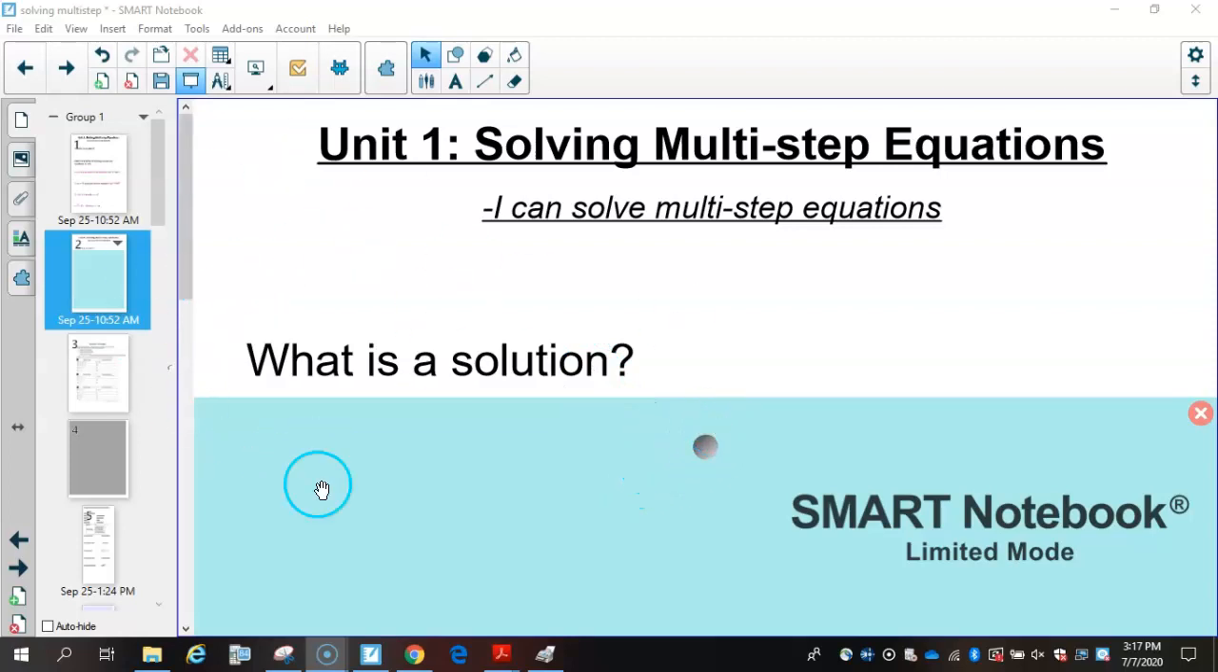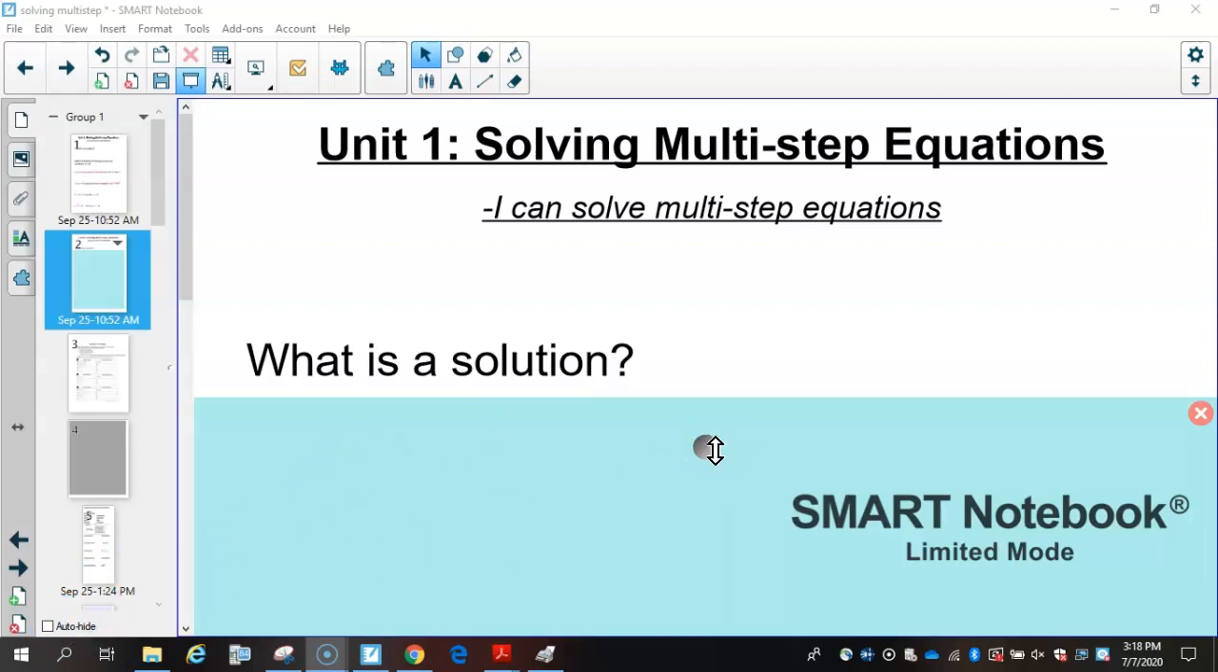The first thing in the notes asks a question: what is a solution? Before I continue, disregard this Smart Notebook limited mode. There are issues with Smart Notebook. Anyway, what is a solution? In your own words, what would you say a solution is?